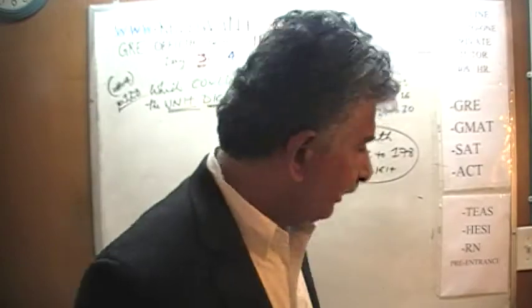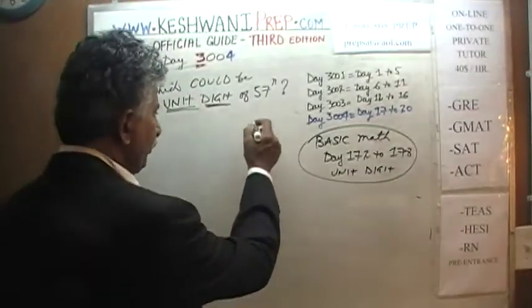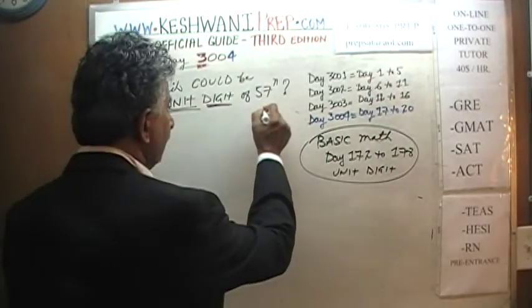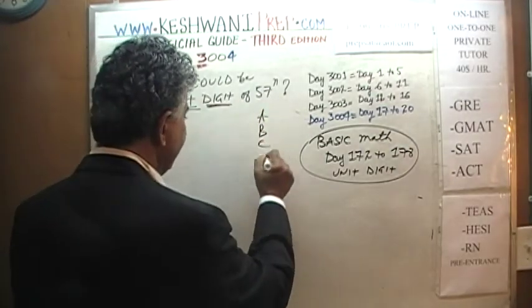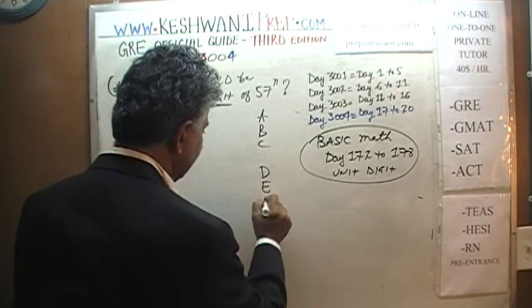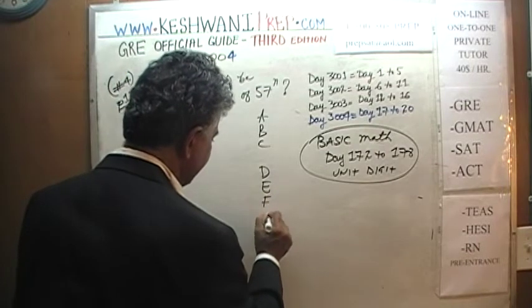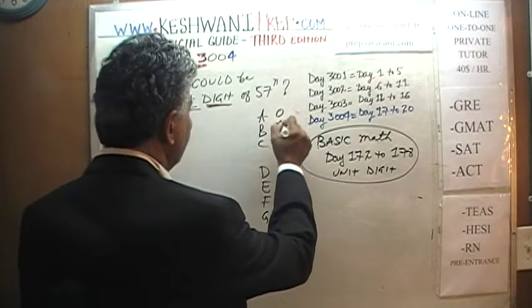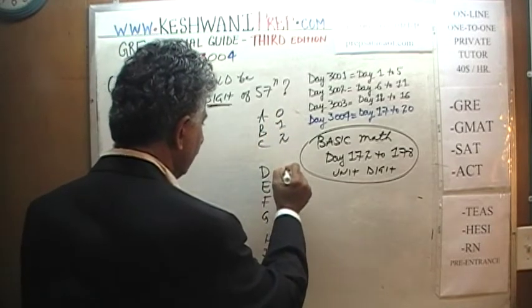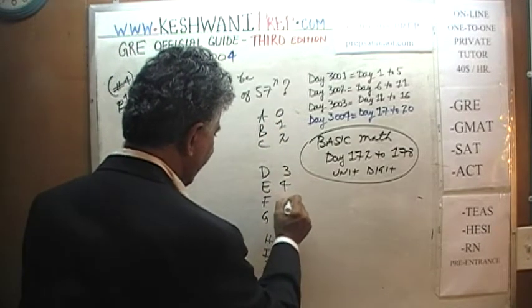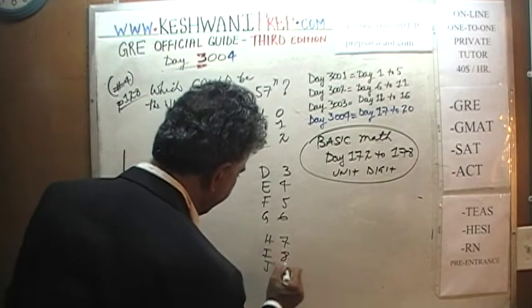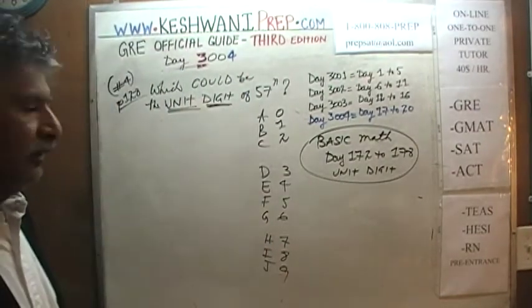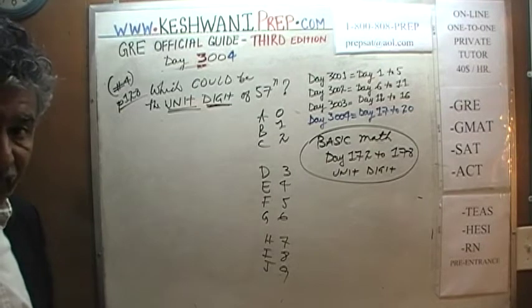We have 57 raised to n, and here are the answer choices they give us. They're very nice. They give us 10 answer choices. So here we go. A, B, C, D, E, F, G, H, I, and J. 0, 1, 2, 3, 4, 5, 6, 7, 8, and 9. These are the unit digits. 57 raised to n, what could be the unit digit? Well, let's find out, shall we?